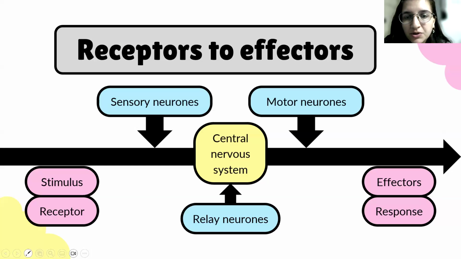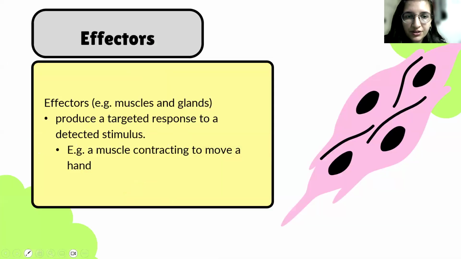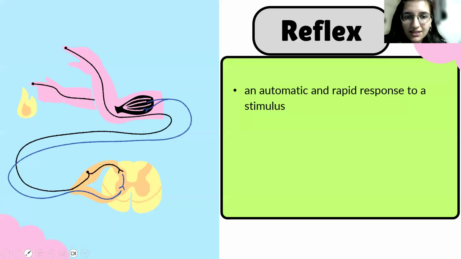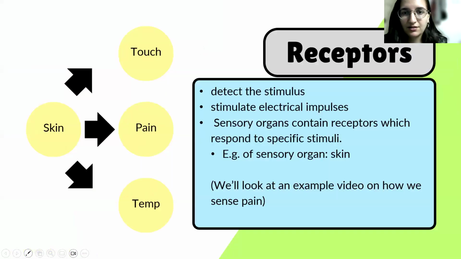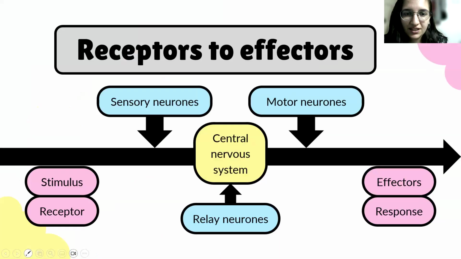Sue asked, what more do the relay neurons do? Does it only send information to the central nervous system? So again, yes, its main job is to send the information to the central nervous system. It's the messenger. Let's go to the relay neurons. Here, for this level, you need to know that its job is to relay the message to the central nervous system.